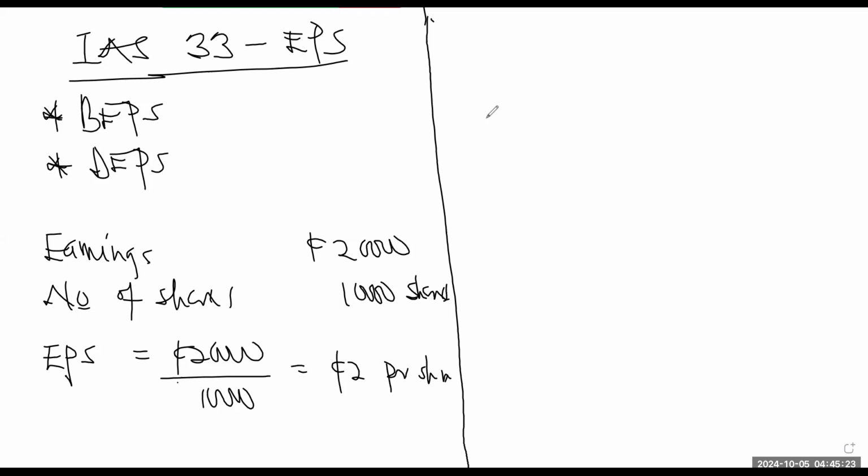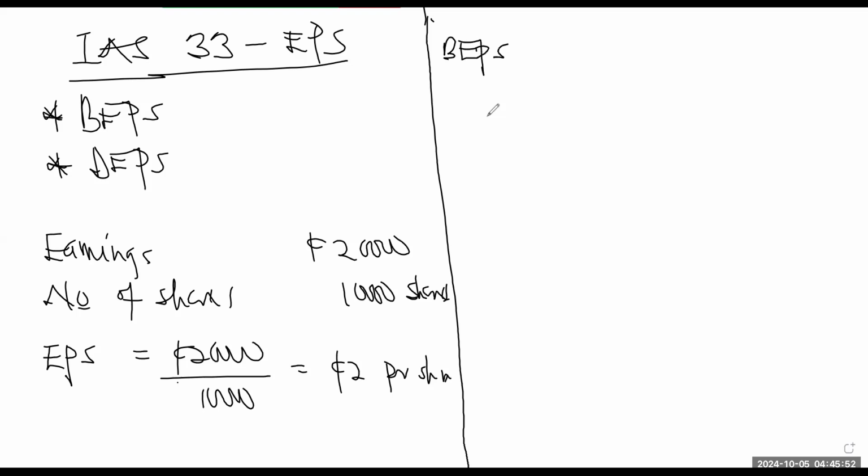Why? Because the earnings per share tells us how the share price, or the market price, of the company will be moving in the future. So if the earnings per share is increasing, it is telling us that the share price of the company will also be increasing. So this is basically the basic earnings per share.